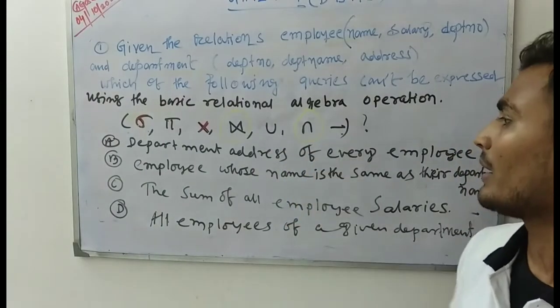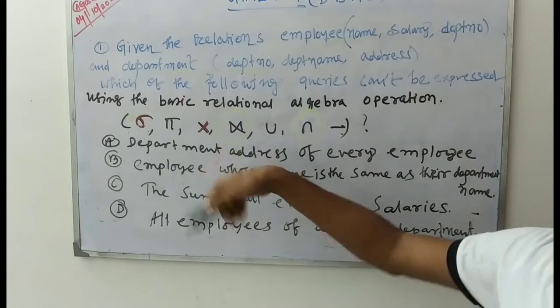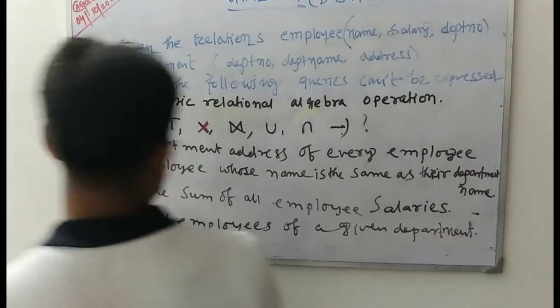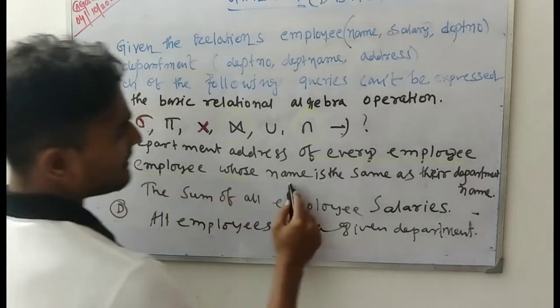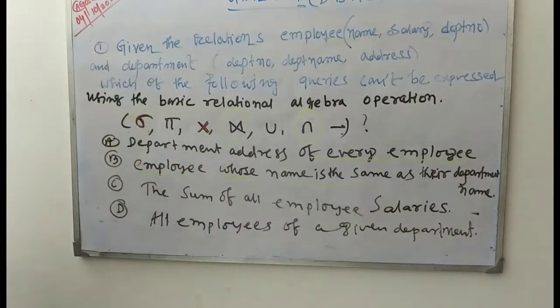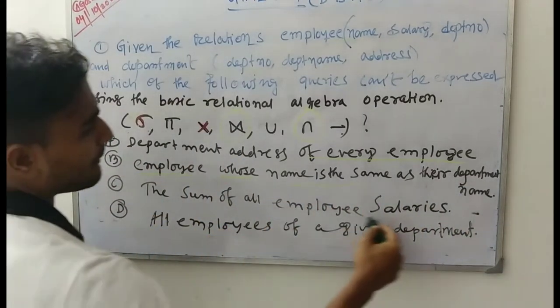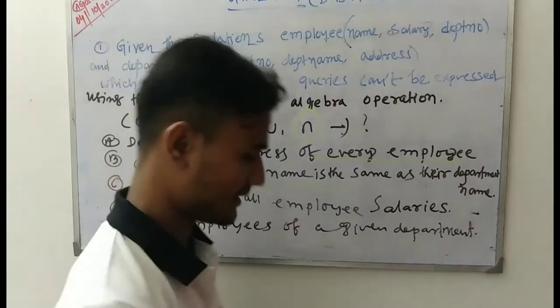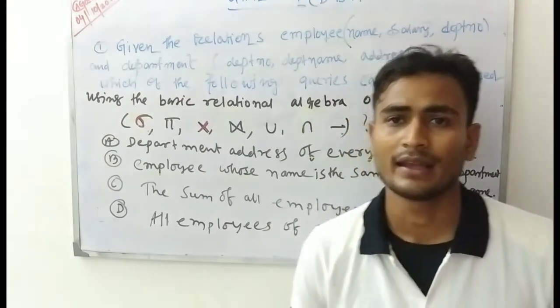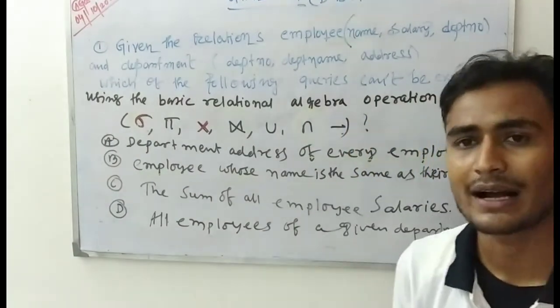Now I go to my main question. The options are: the department address of every employee whose name is the same as their department name; the sum of all employee salaries; all employees of a given department. So there are four queries. Which is the correct answer?